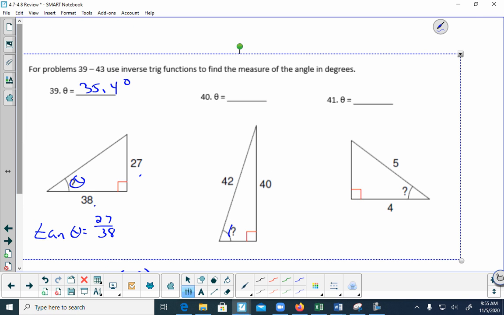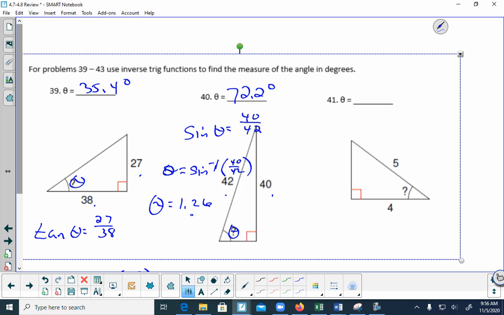Okay, this next angle here, I have the opposite and the hypotenuse, so I'm going to say the sine of theta is equal to the opposite over the hypotenuse. So writing that as an inverse, I'm going to say the inverse of sine. I know 40 over 42 can be simplified, but I'm probably not even going to take the risk of simplifying it. I'm just going to put it in my calculator the way it is so I don't make a mistake. When I do this, I get theta is equal to 1.26 rounded to the nearest hundredths. I'm going to change that to degrees and end up with 72.2 degrees.